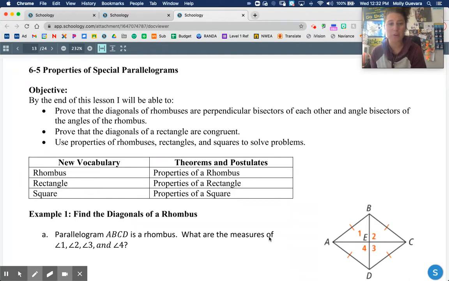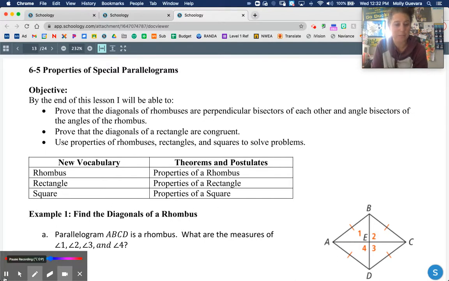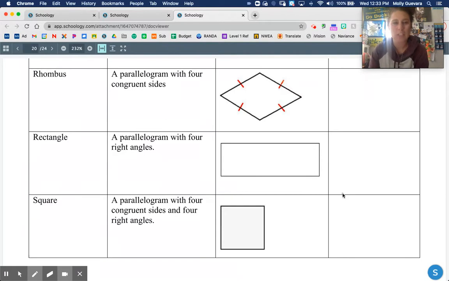I know that we know what a rhombus, a rectangle, and a square is, but we are going to review those really quickly. And then we're going to look at the properties. So what's the property of a rhombus, a rectangle, and a square? So let's go to the back of our packet to our terms page, and let's review those three vocabulary terms.